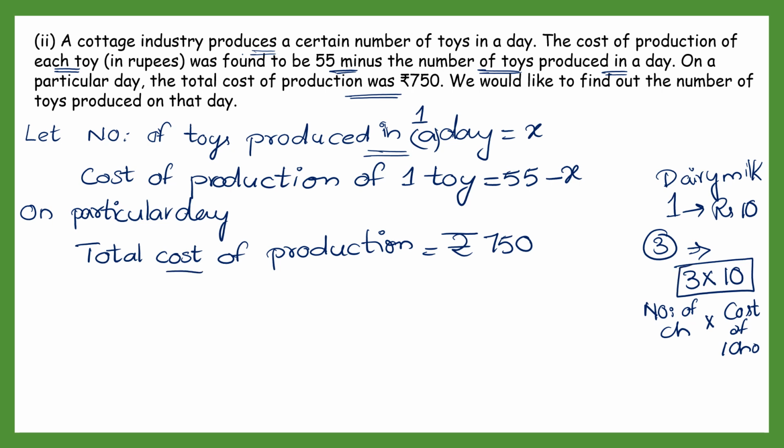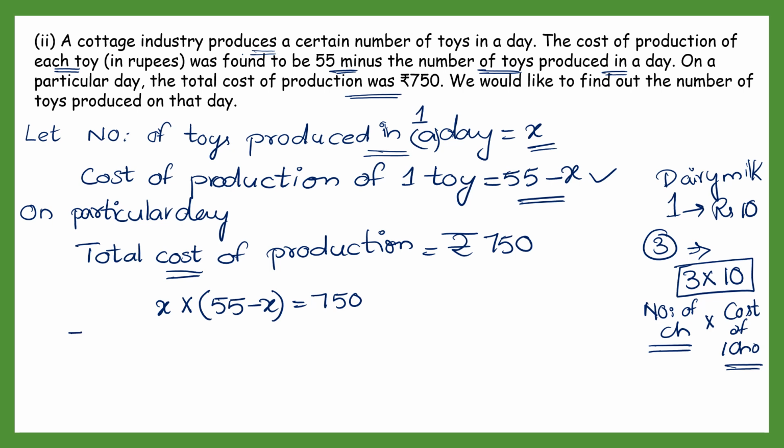Similarly, here the total cost of production. That means we need to know how many toys they will produce. They will produce X toys. In one day, X toys into what? The cost of production of one toy. Here also, the number of chocolates, that is the count, into the cost of one chocolate, we did here. Here also, the total toys they will produce in one day is X into the cost of one toy. It is 55 minus X. They already gave this, is equal to 750.